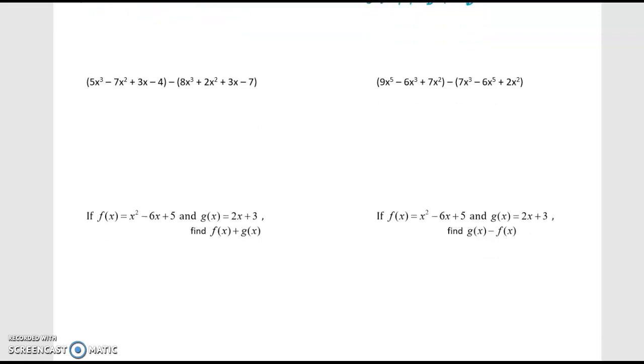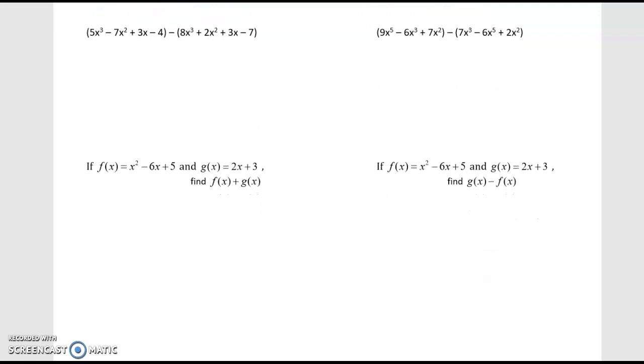All right, so let's look at a little bit of subtraction. So this time, the important thing to remember about subtraction is it does get a little tricky because you have to remember that there are parentheses around the second part of the problem here, which means we're subtracting everything on this side here. Okay, so you just really need to be careful with your integer rules and pay attention to your signs. So for example, I have 5x cubed and I'm subtracting 8x cubed. So that means I have a negative 3x cubed.